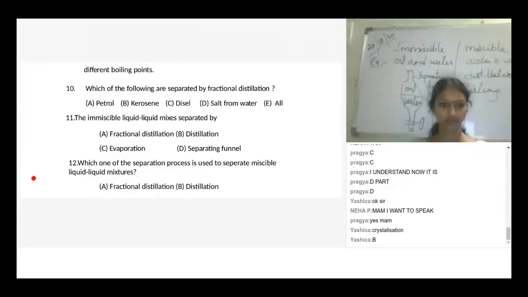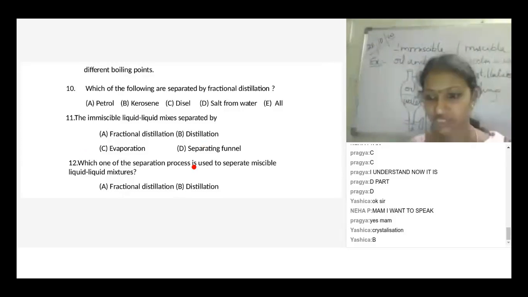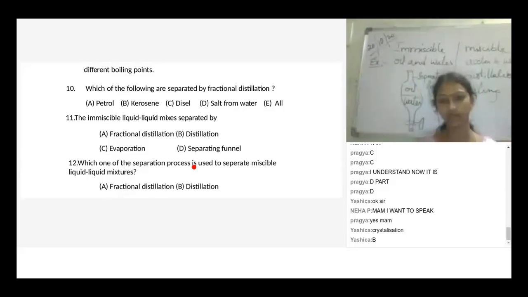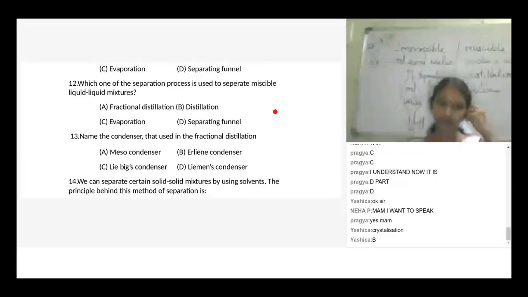Which one? 11th one, ma'am? Yeah, 11th one. Which one of the separation processes is used to separate miscible liquid mixtures? One is distillation. A and B. I think it's both A and B. Yes, the options A and B can be given.